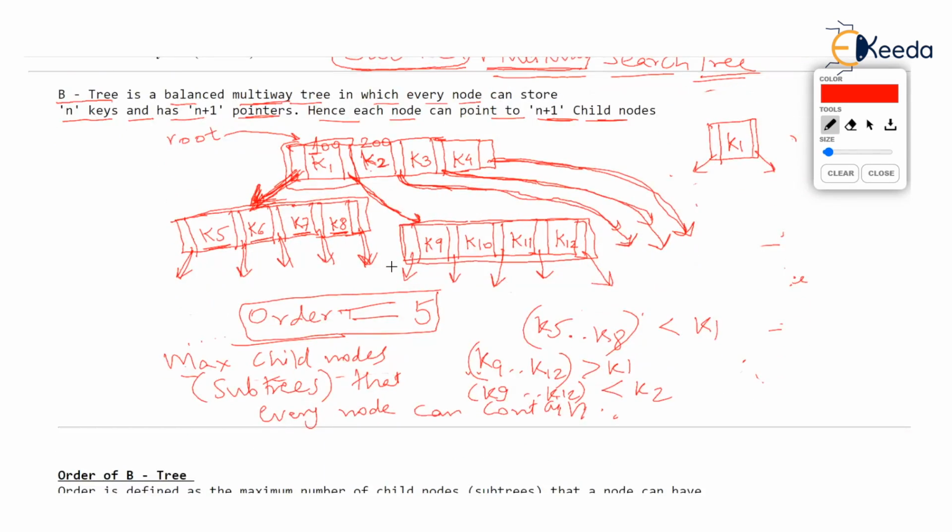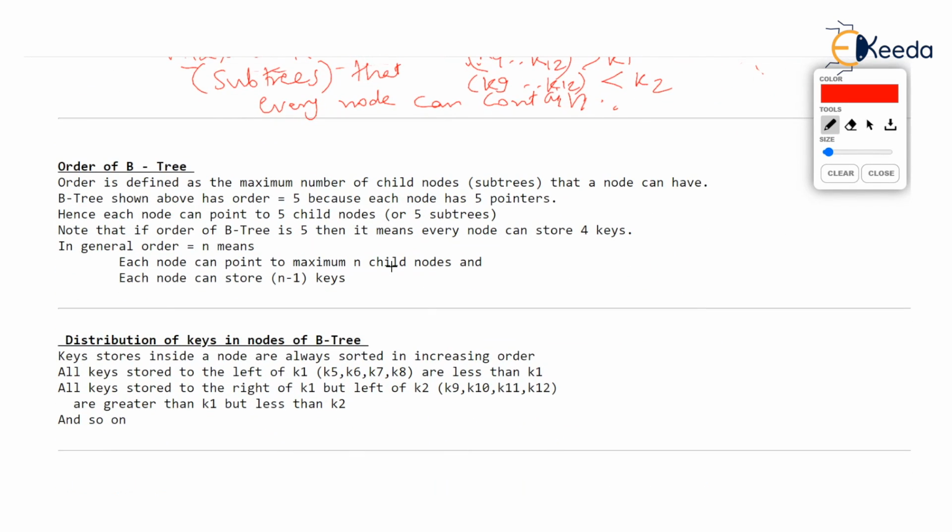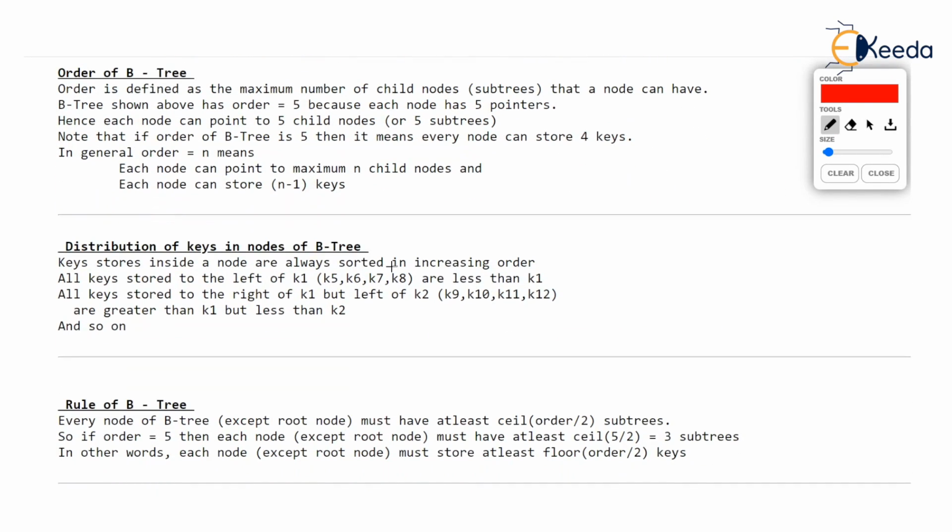and see if we are able to understand these definitions now. What do you mean by order of B tree? Order is defined as the maximum number of child nodes or subtrees that a node can have. The B tree shown above has order 5 because you must have seen that every node can point to 5 nodes. Every node has 5 pointers. Hence, the order of that tree is 5.